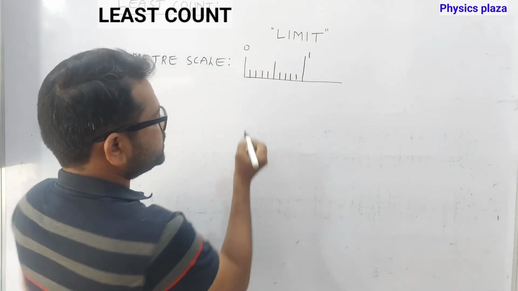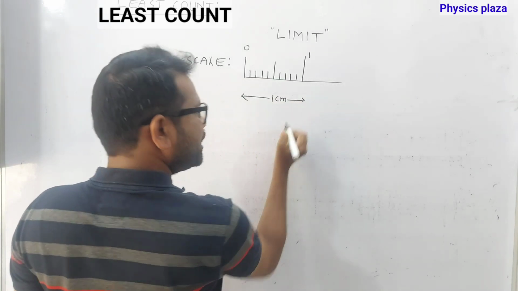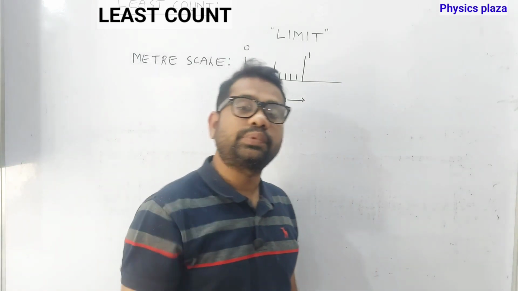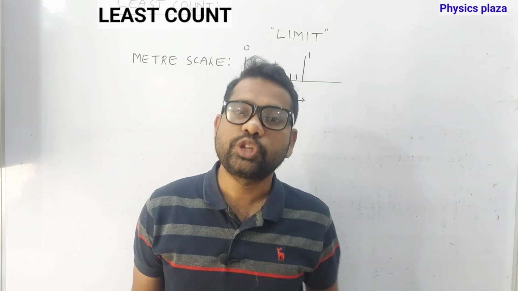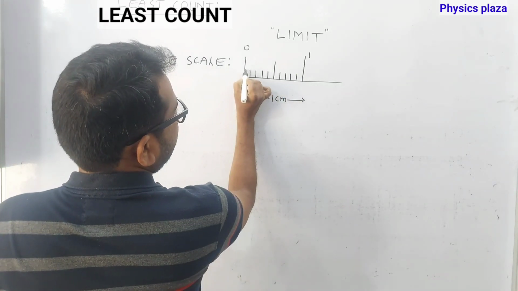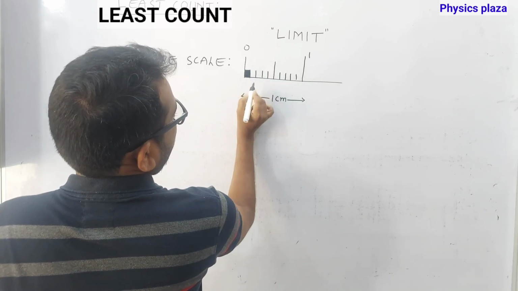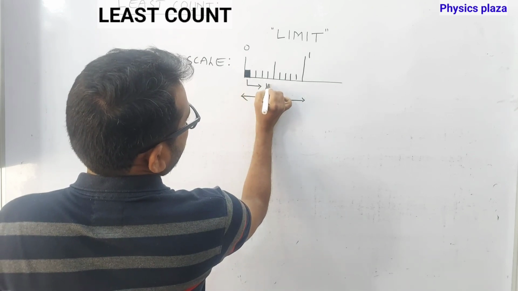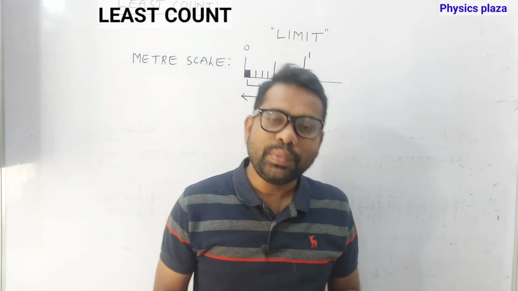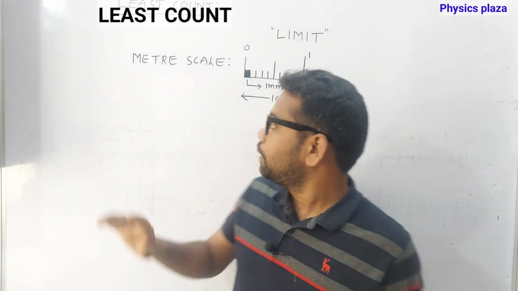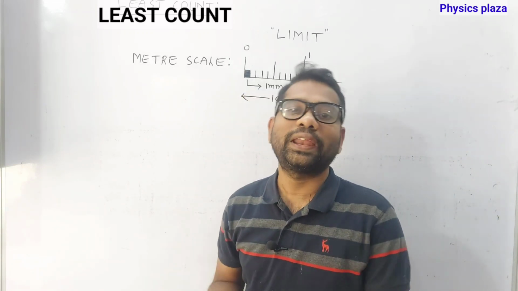We know that from here to here it is 1 centimeter. If you want to measure, you can measure 1 centimeter, 2 centimeters, 3 centimeters like that. But below that 1 centimeter, what is the minimum value which you can measure? You can measure up to this length. This, children, is 1/10 of a centimeter, which is equivalent to 1 millimeter. My question is, can we measure a length less than 1 millimeter using a meter scale, children? Can we measure? No, we cannot measure.